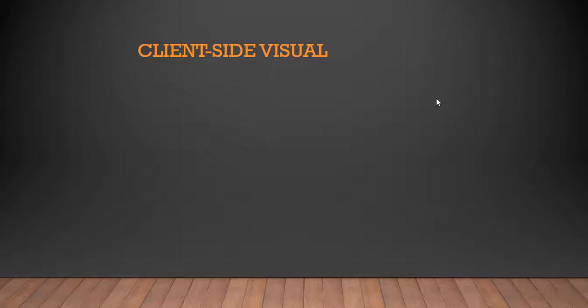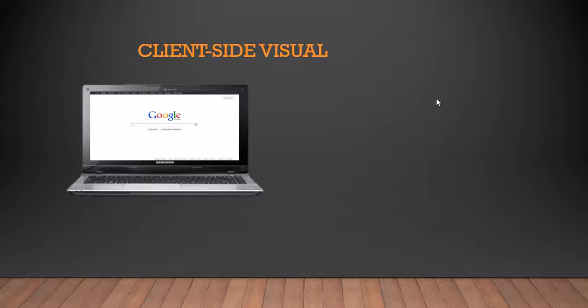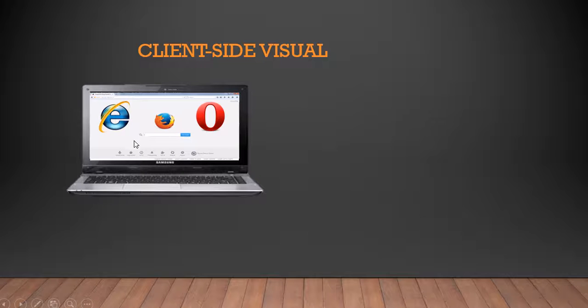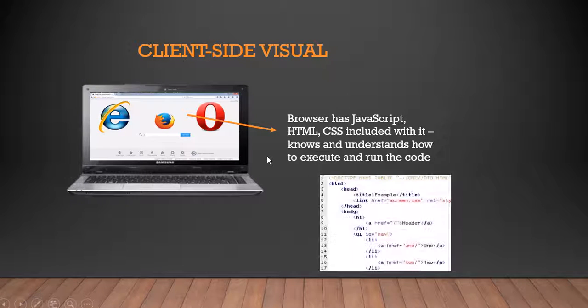So I'm going to give you a little visual about client-side programming. We all use browsers, like Google, Mozilla Firefox. There's also Internet Explorer, Opera, many others, but those are just the popular ones, to name a few. These browsers have built into them languages that they understand, which are JavaScript, HTML, and CSS. They understand these languages naturally, so they know how to execute and run these languages in their code.